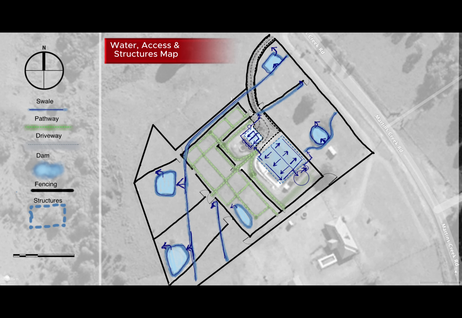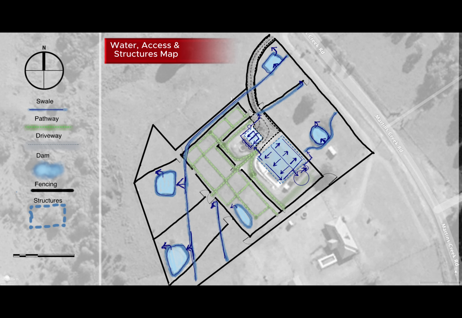Here on the map you can see there's several dams that are being implemented. The best thing you can do is to store water as high as possible on your property. And this you can see here. And that needs to soak and spread down. And you want to slow down that water and keep it on your property for as long as possible.